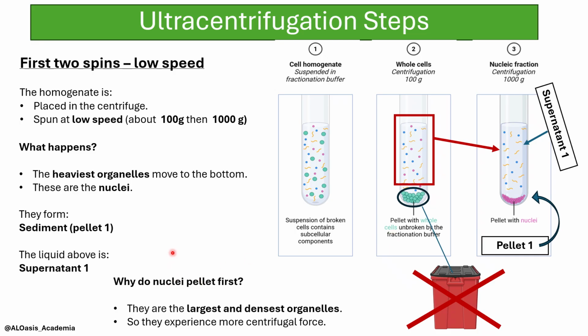So you might get asked, why do nuclei pellet first? And as we said, because they are the largest and densest organelles, and therefore they are experiencing more centrifugal force. So if the organelle is experiencing more centrifugal force, it means it's larger and denser than other organelles.